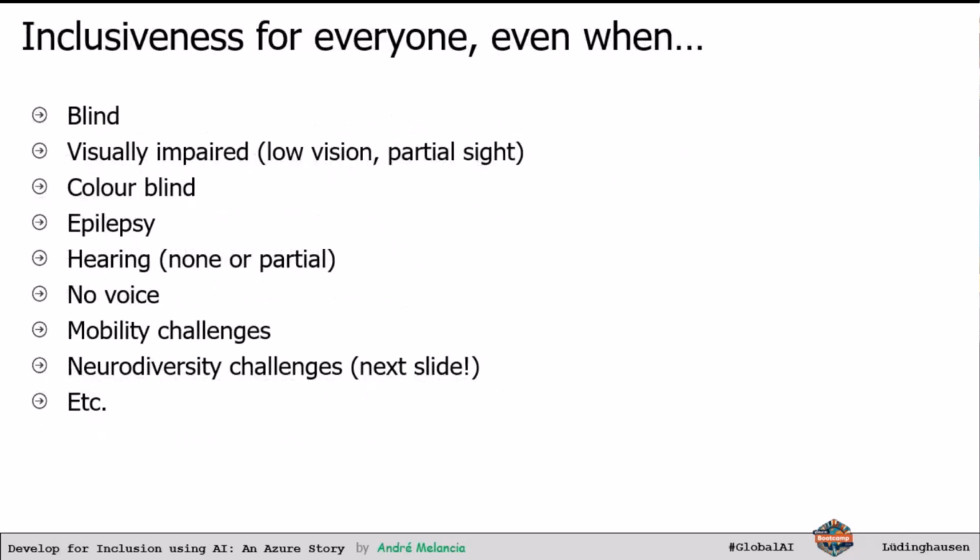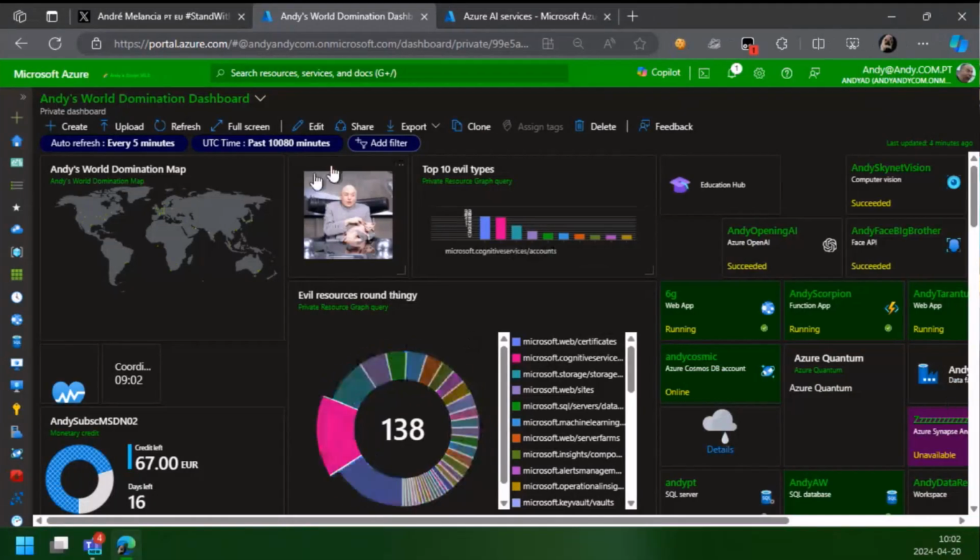So let's have a look at some of the technologies that are available for this. You are blind, okay? So we have things that read out loud for you, okay? So some of these, we have examples of this.